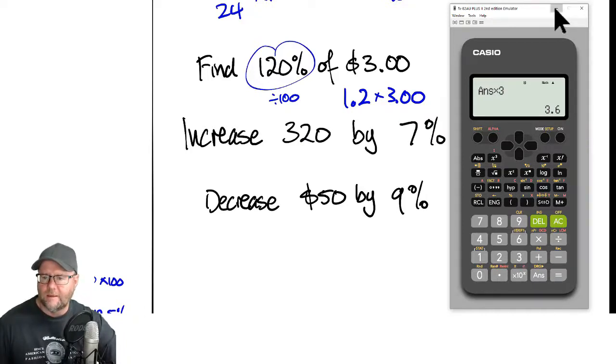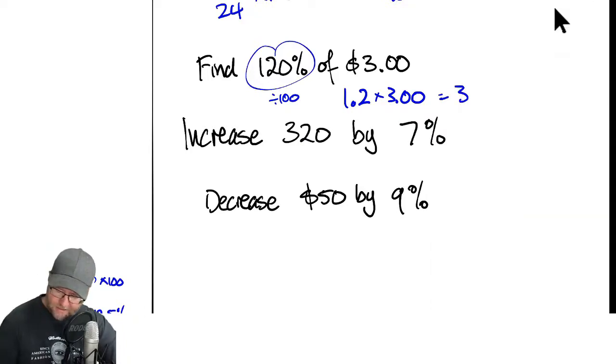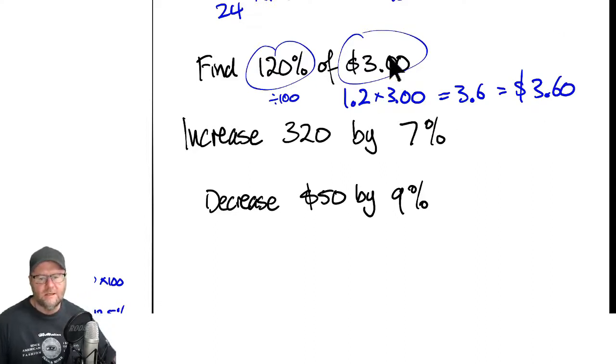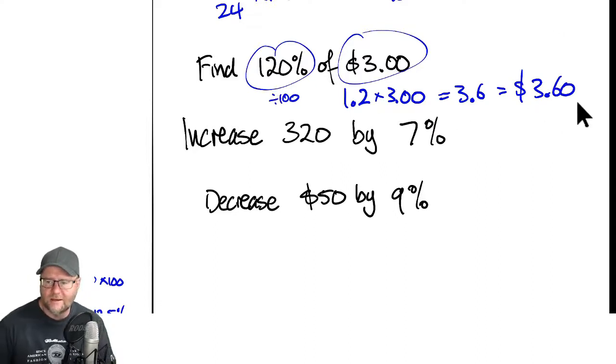All right. But we're talking about money, so we have to write it in currency. So that has 2 decimal places with a dollar sign. $3.60. All right. 120% of that gives me $3.60.